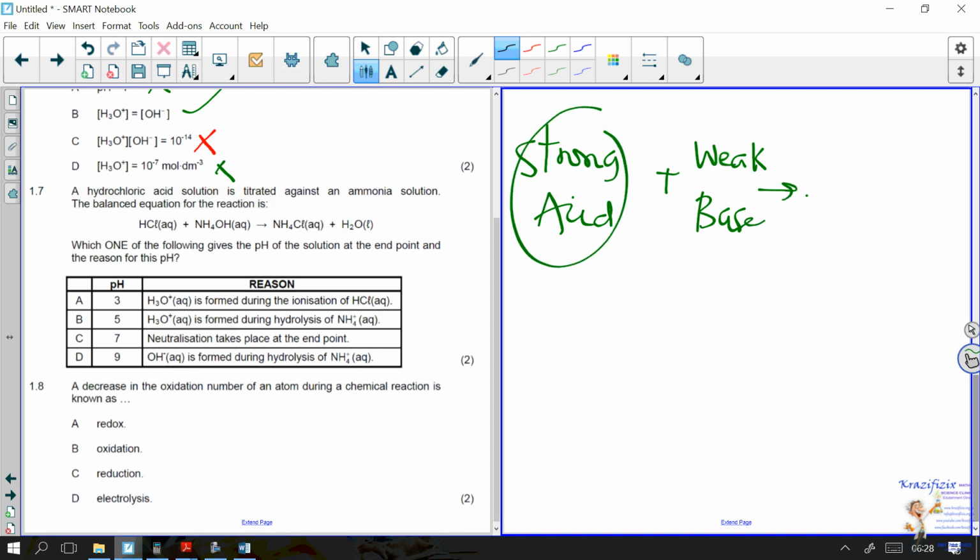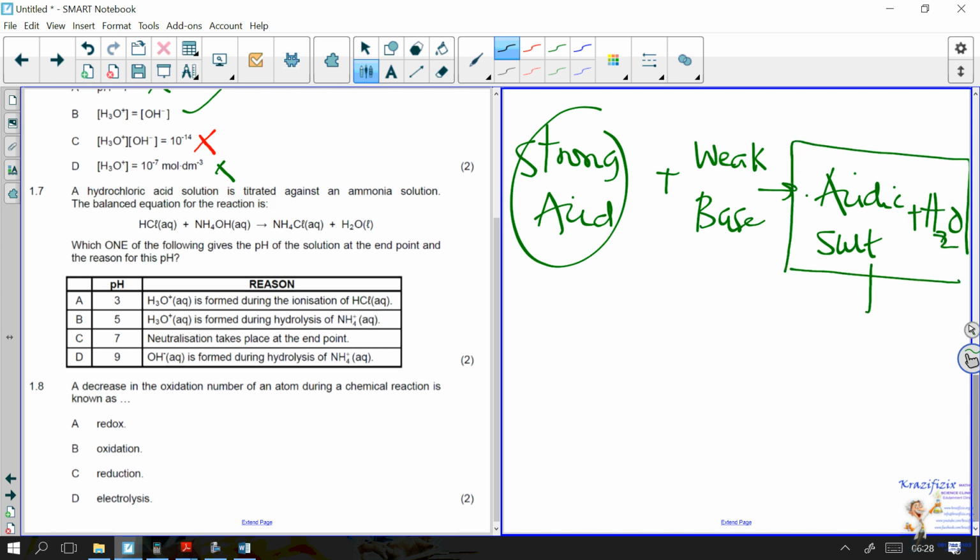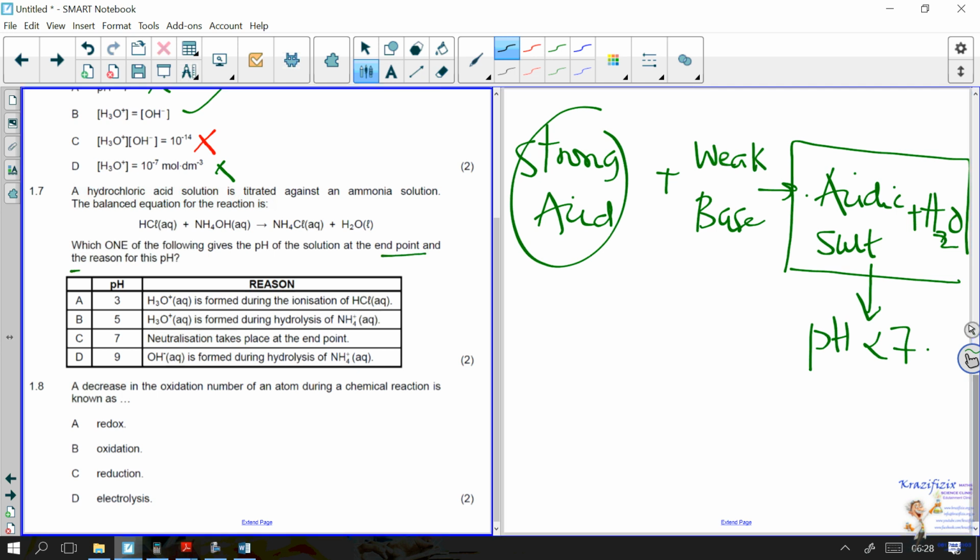What am I going to form? I am going to form an acidic salt plus H2O. And this is hydrolysis on its own. When this hydrolyzes, my pH would be less than 7. Let's check which one of the following gives the pH of the solution at the end point and the reason for the pH. It says the pH is 3 because hydronium is formed during the ionization of HCl.